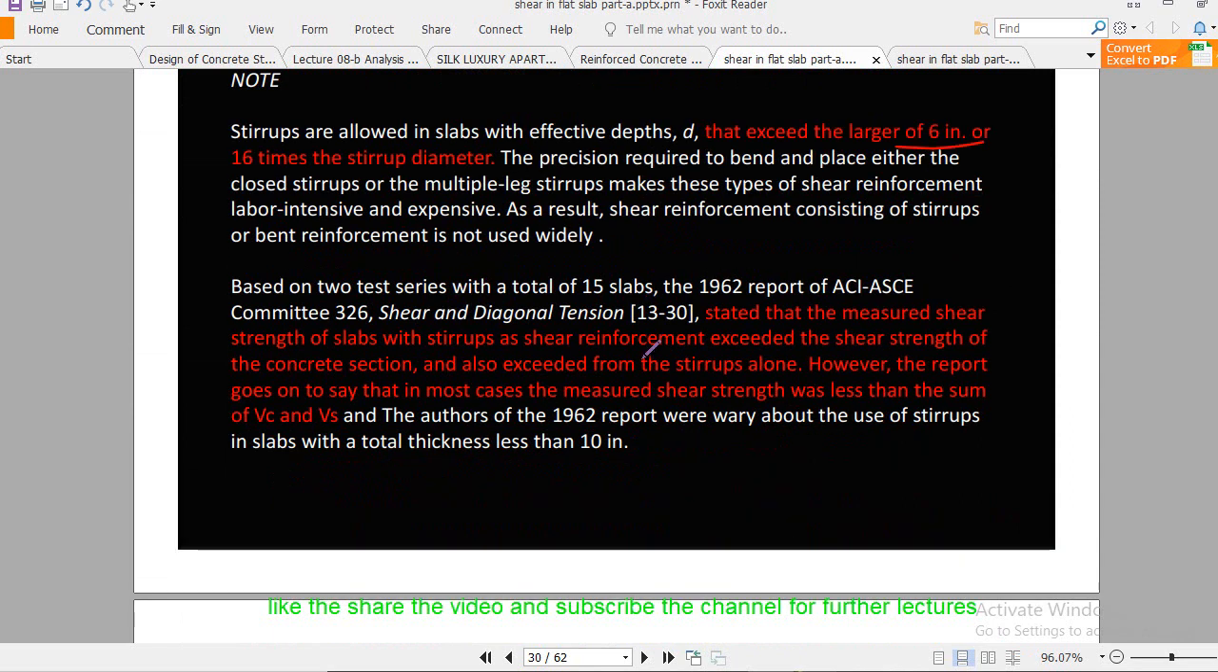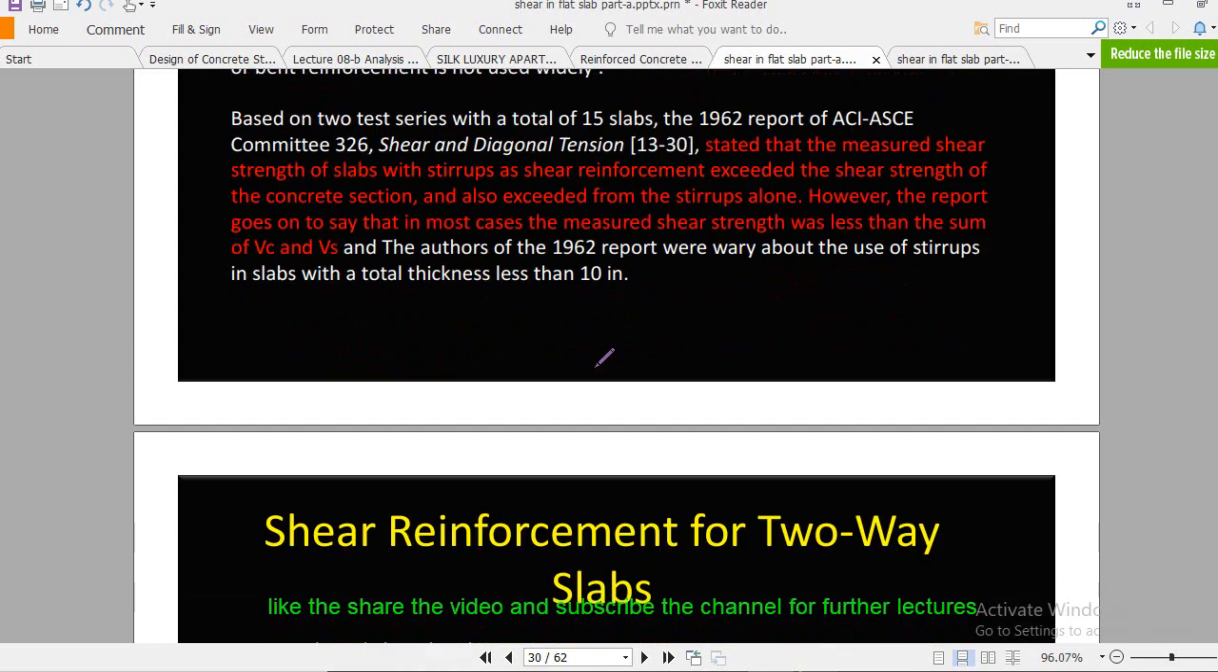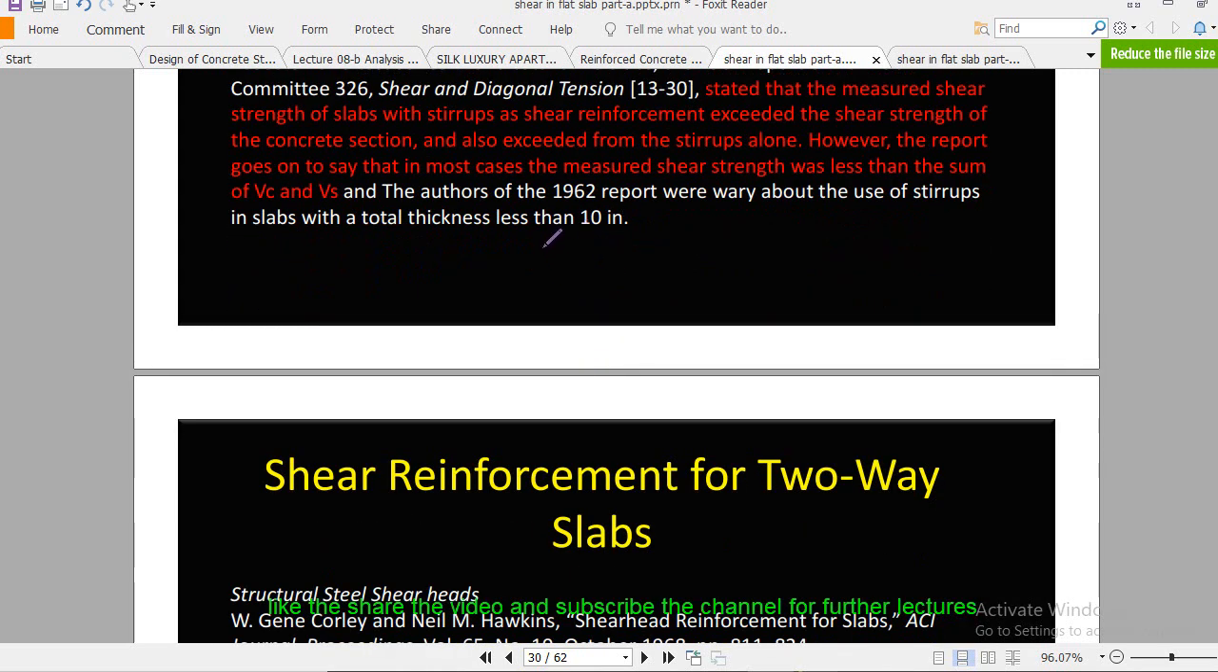And next, this is the ACI code, some experimental results by ACI and ASCE, stating that the measured shear strength of slabs with stirrups as shear reinforcement exceeded the shear strength of the concrete section and also exceeded that of the stirrups alone. However, the report goes on to say that in most cases the measured shear strength was... what does it mean? It means that in most cases, as you see, we calculate our Vn. Vn is the combination of Vc plus Vs. You already know it.